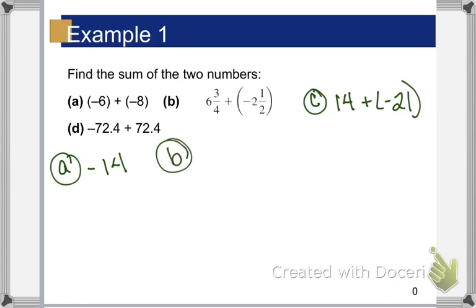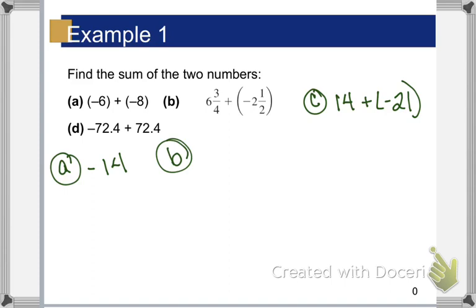Now, for B, we're going to have to think back to our fraction rules. For these right here, I recommend you change them to improper fractions. It's just better. You just go ahead and get them in improper, and then you can deal with them. Does anyone remember how to make that improper? If I've got 6 3/4, how do I make that improper? You multiply the denominator and the whole number and add. You got it. That's exactly right.